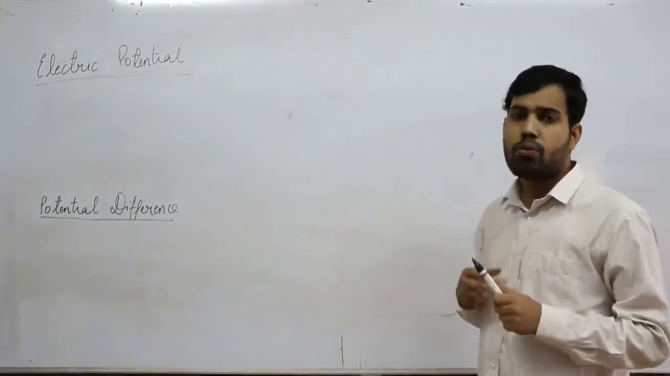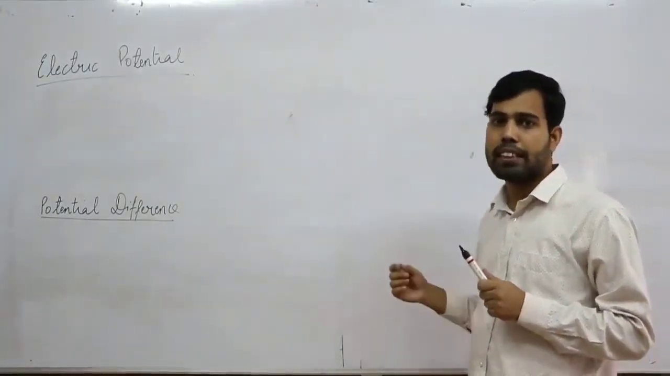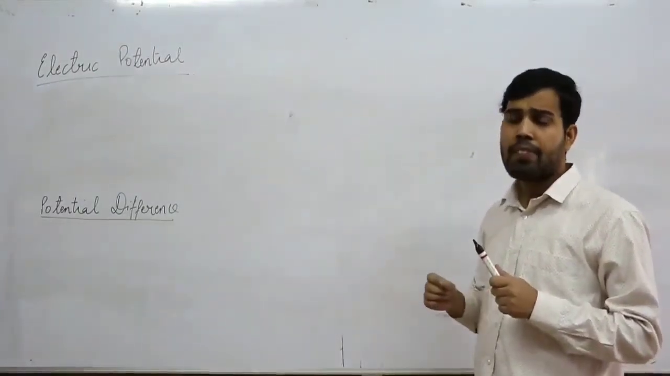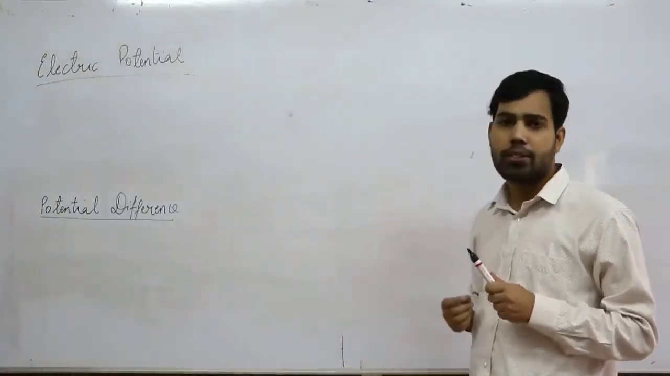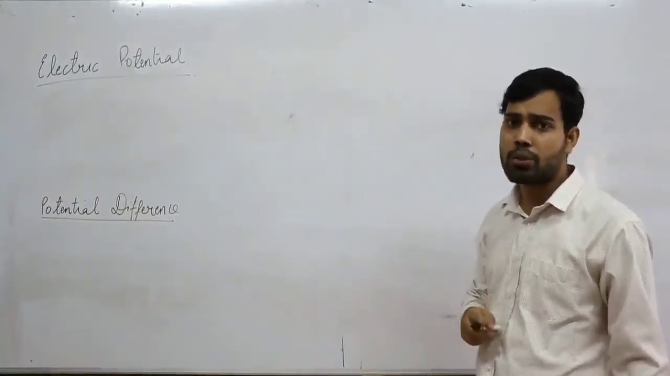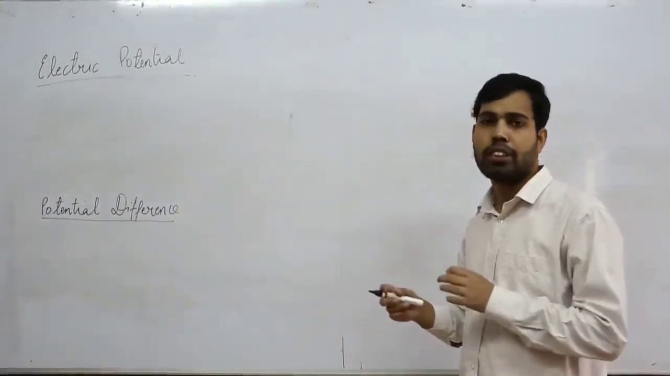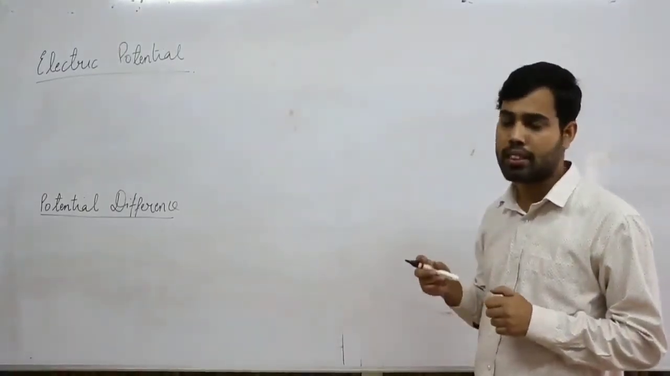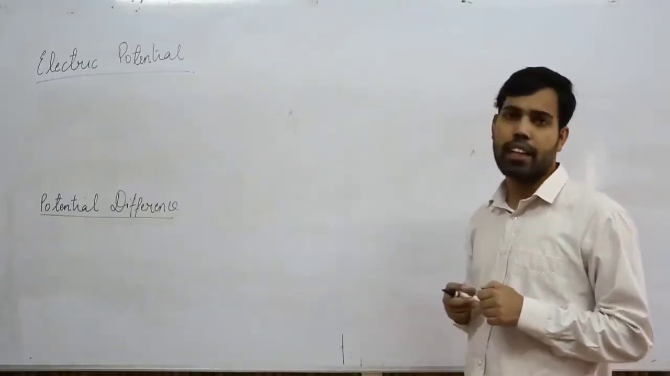It is the amount of work done in bringing a unit positive charge from infinity to a point in an electric field. I have a unit positive charge at infinity, and I'm trying to bring this unit positive charge from infinity to a point in an electric field. And when I do so, I cannot simply do it. When I try to change the position of this unit positive charge at infinity, I need to spend some energy, and the energy that I am spending is known as your electric potential.